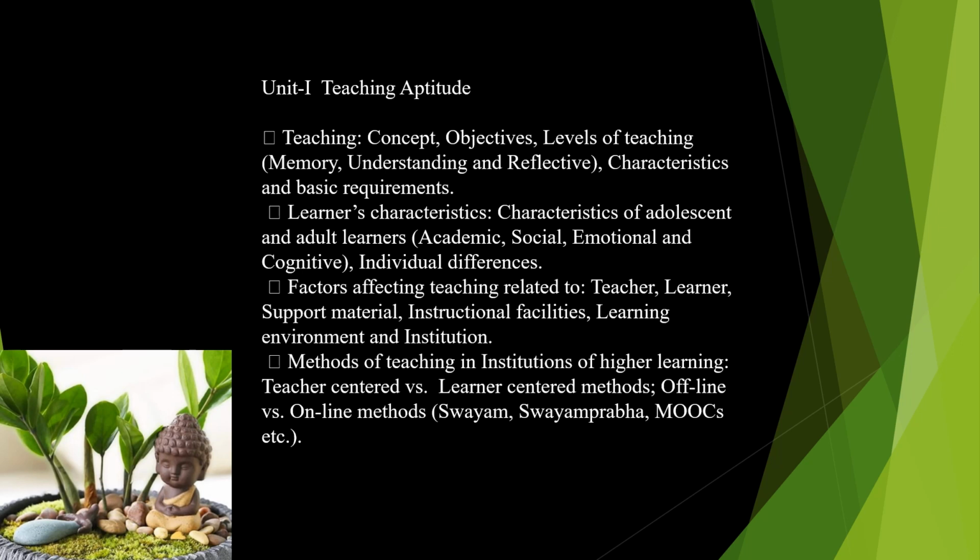They know how to do all these things. So the factors affecting teaching is another point as mentioned here. Then methods of teaching. Different methods can be adopted by a teacher to teach the students. Nowadays the offline method is there, online method is there, and the central government has imparted different methods, like Swayam Prabha. A lot of things came into the new education system. So all these things are discussed in teaching aptitude.